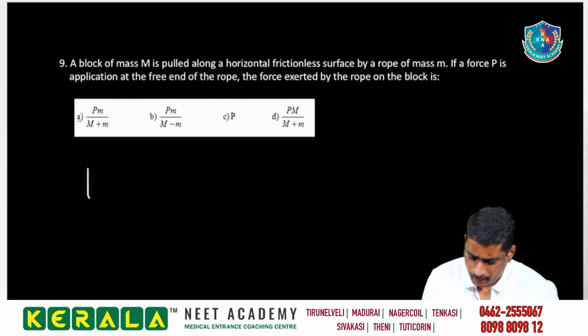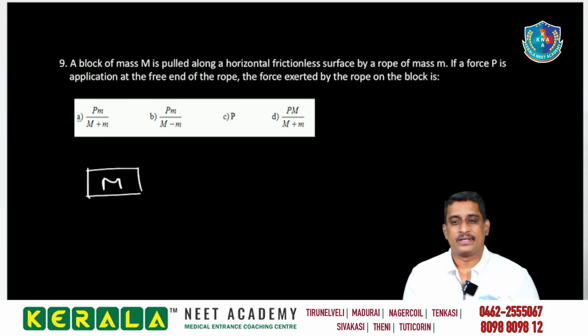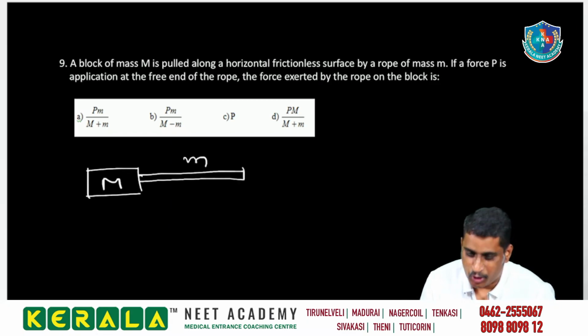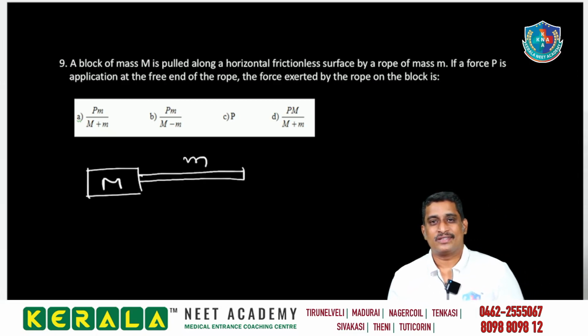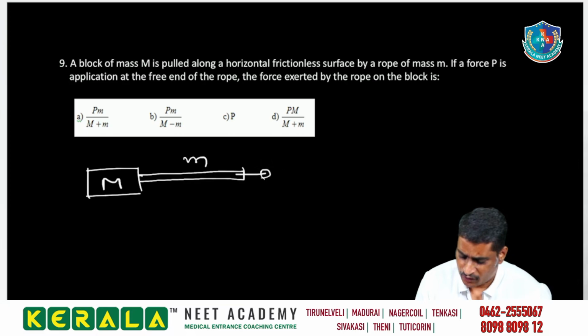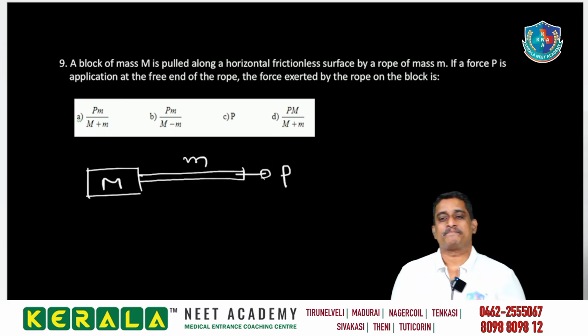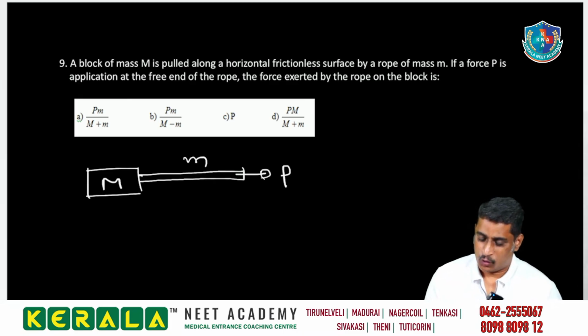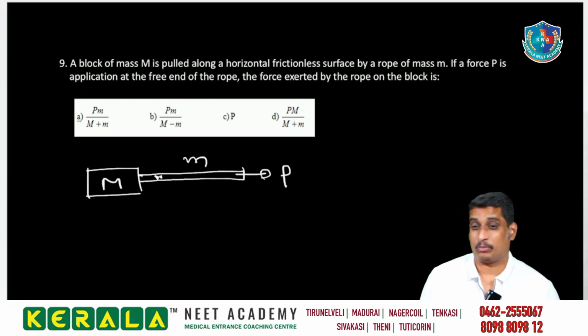Here a block of mass capital M is given. To this block of mass capital M, a rope of mass small m is attached. And we are pulling the other end of the rope with some force of magnitude P. So in this question, we have to calculate the force exerted by this rope over the block.